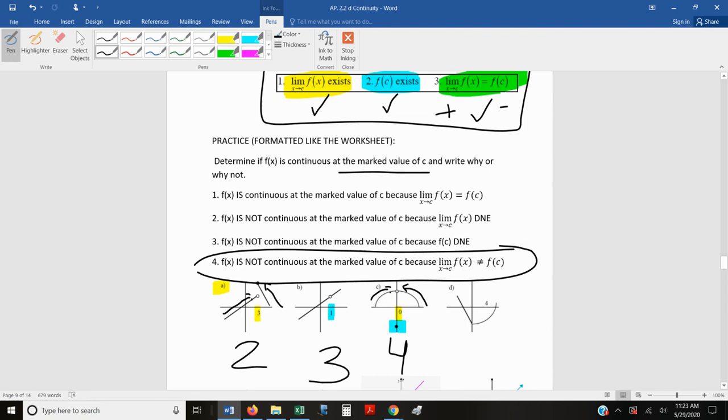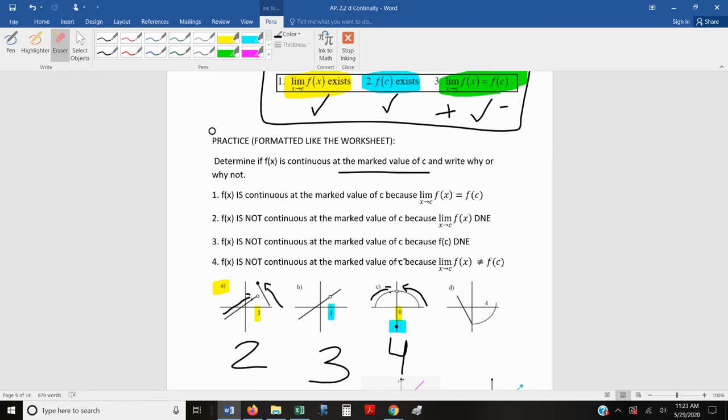Number 4 says we don't have continuity at the marked value of C because the two-sided limit doesn't equal the output. Remember, all these C's, you can imagine zeros there if you need to. But the big idea there is that, yes, we have a two-sided limit. Yes, we have an output, but they're not equal to each other. So that's what number 4 is saying.